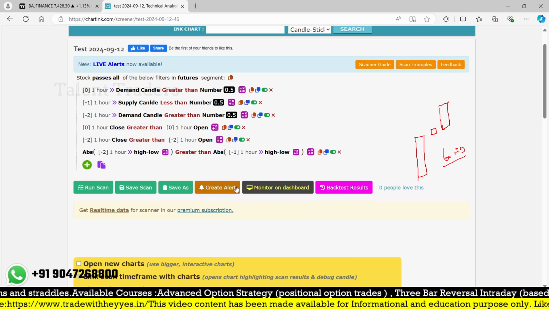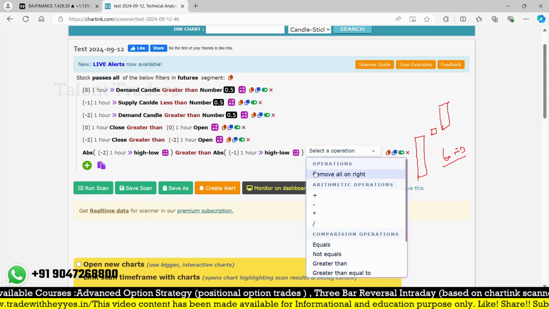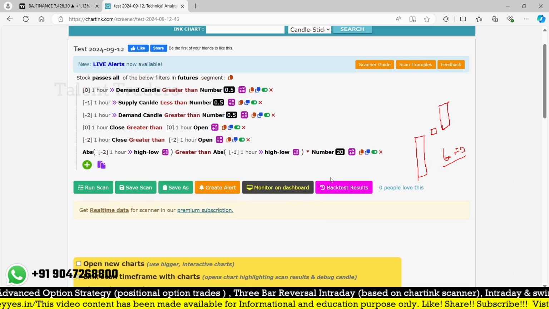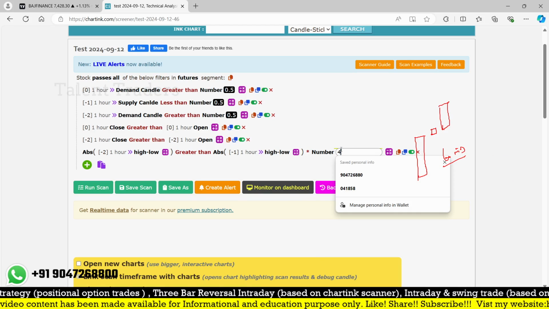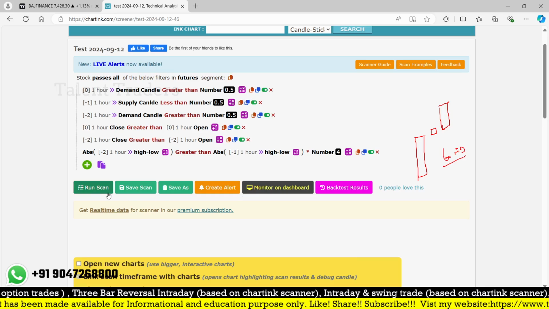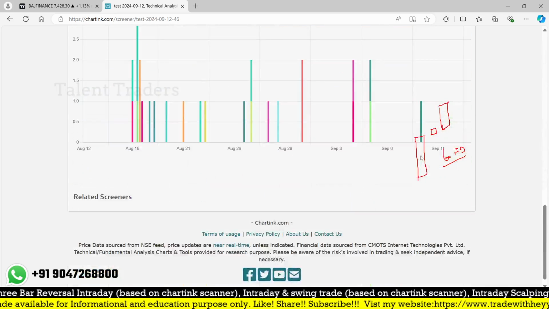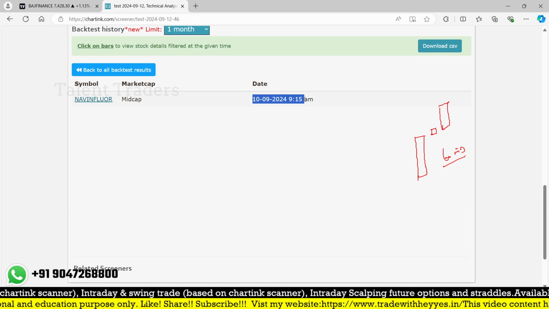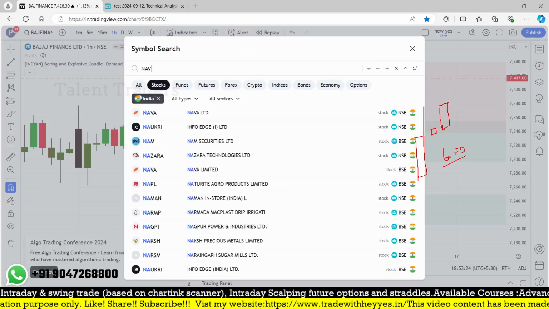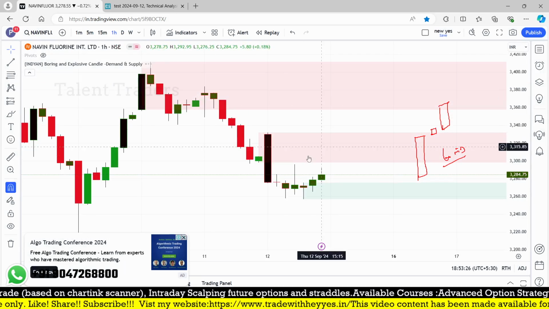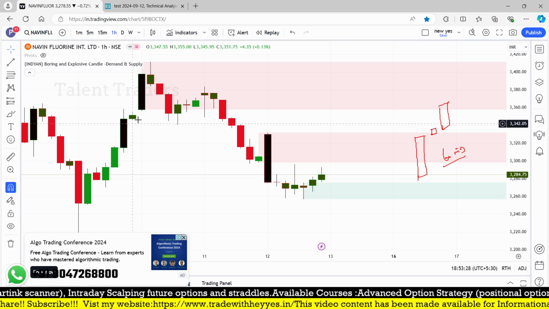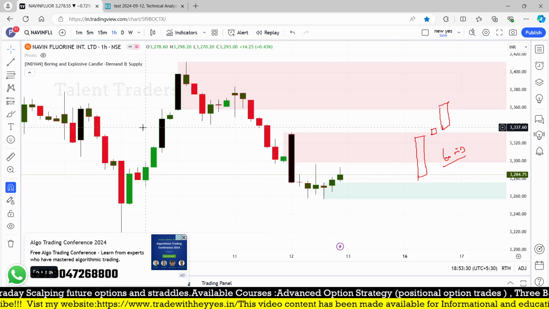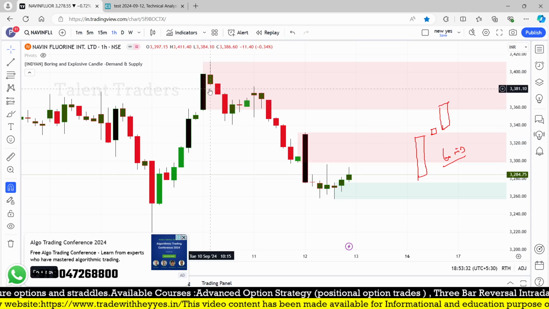Okay, so the -1 hour candle should be multiplied by the number 3. Whatever, if you are making it number 4, the candle should be very small. If you do this, we will find only a few stocks: Navin Fluoride at 10,950. This is the exact pattern we are looking for, where you can see a rally and a base in the rally.